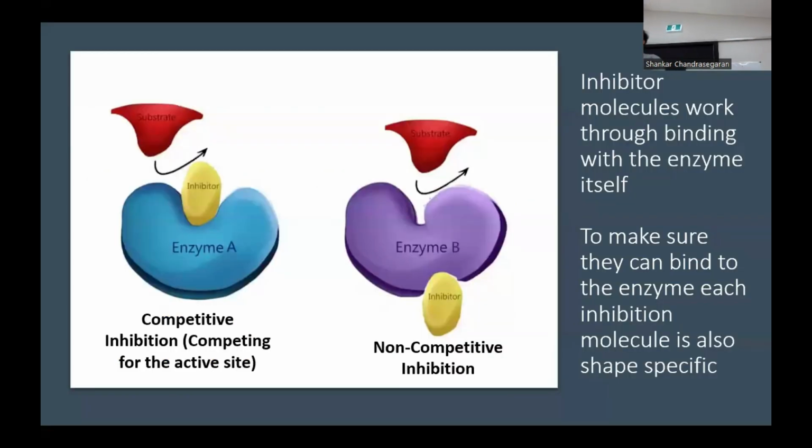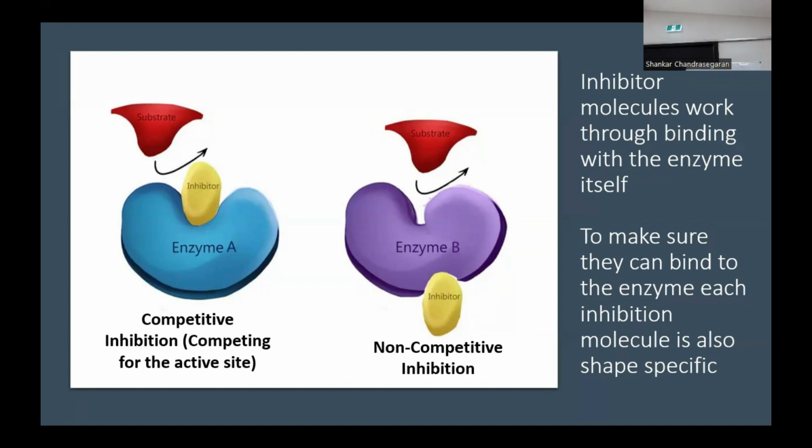Okay, so first thing, let's talk about competitive inhibition, right? This is essentially when an inhibitor binds to the active site of an enzyme and blocks a substrate from binding onto it. So that's why it's competitive, because it's essentially competing with the substrate to bind to the active site. So that's why we refer to it as competitive inhibition.